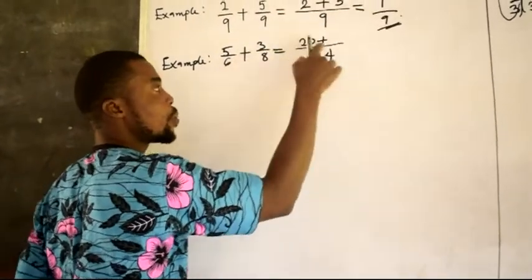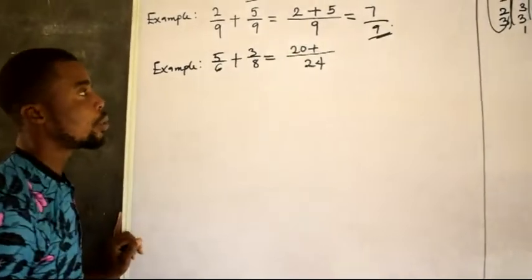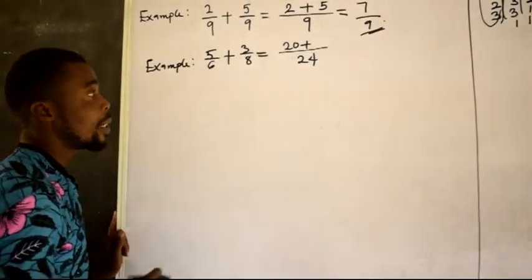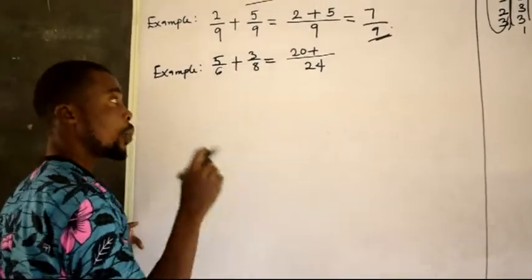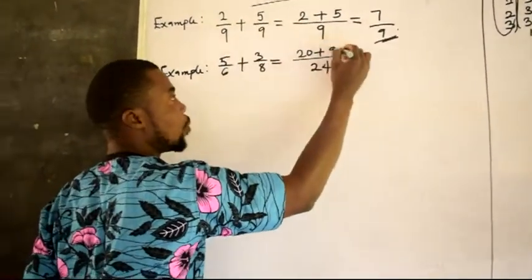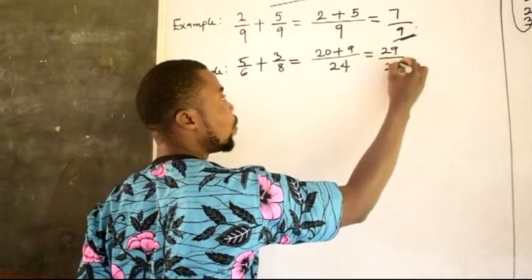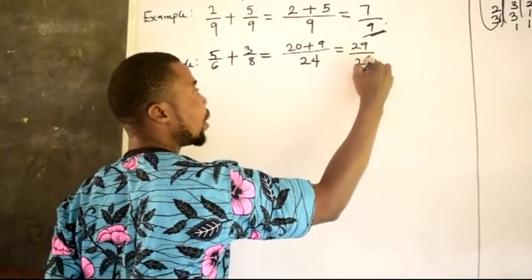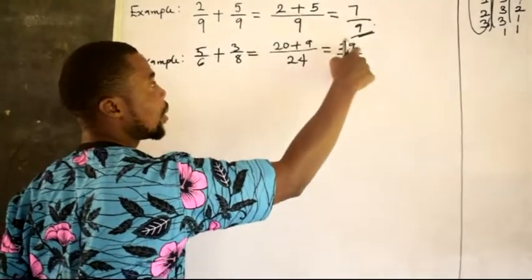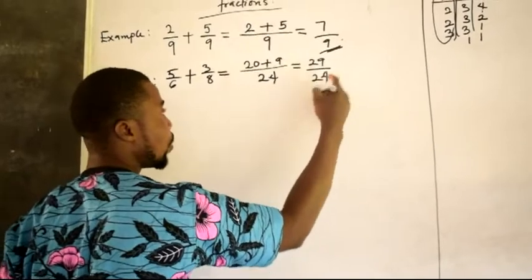If it is minus, you put minus. 8 will go in 24, that is 3. 8 in 24, 3. 3 times the 3 on top is 9. If we add it together, 20 plus 9 will give us 29 over 24.